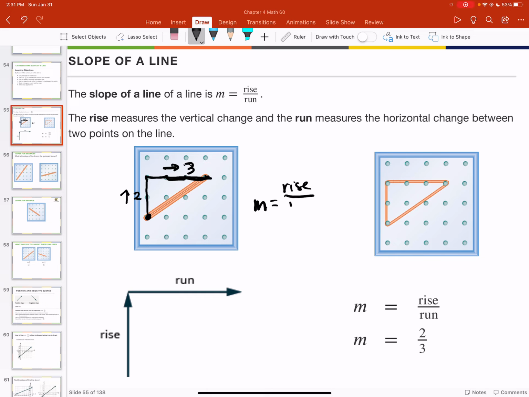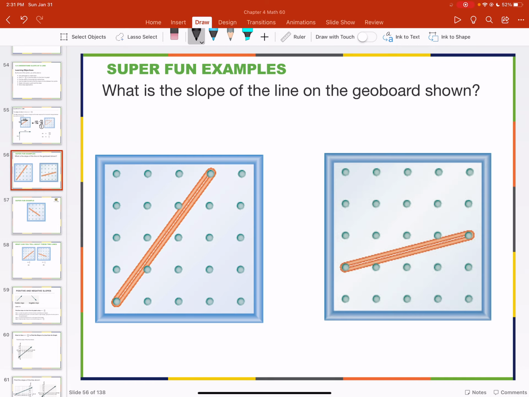So how far up and how far over. Here it goes up 2 and then to the right 3 to get to the next point on the line, or just another point on the line. Because it goes up and over, it's positive. So the slope is 2/3. This is a ratio describing how far up or down and to the right or to the left. Okay, so let's do a couple more.